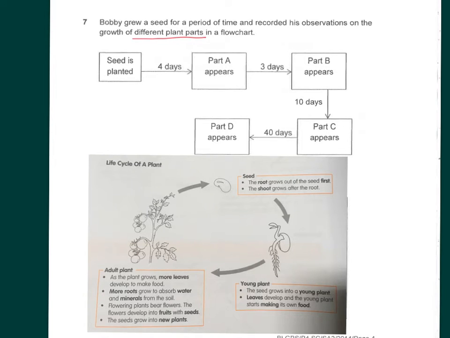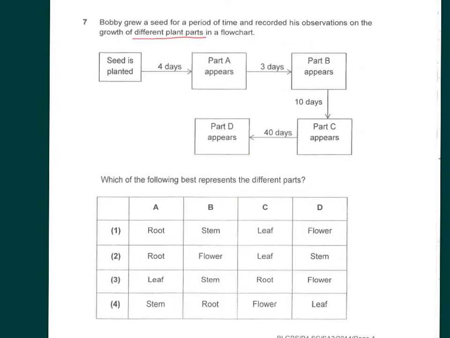So as a seed first germinates, the first part that grows out of the seed, when the seed coat is being broken open, is the root. The root first would grow out of the seed, followed by the shoot. After that, the leaves will start appearing, the first leaf, and that's when the plant stops relying on the seed leaves for food and is able to make its own food with the sunlight. So let's label this in the diagram. After 4 days, part A should be the root.